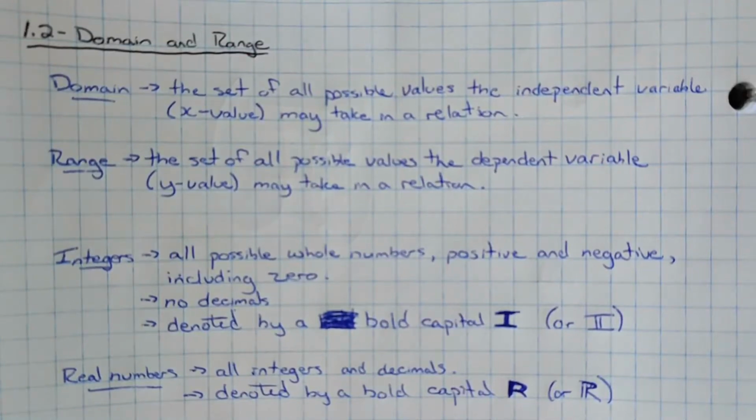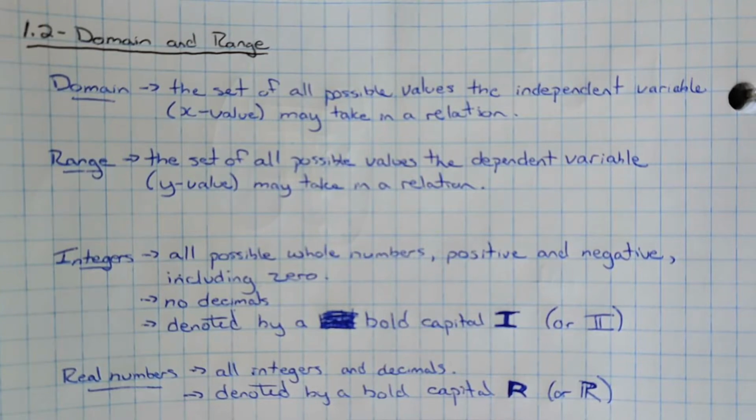All right, so in this one here, we're talking about domain and range. Now, this is a concept that you would have talked about a little bit in grade 10. Might not have been a big focus, but we're going to make it a little more important this year. So, domain, it's the set of all the values that the independent variable can take in a relation.